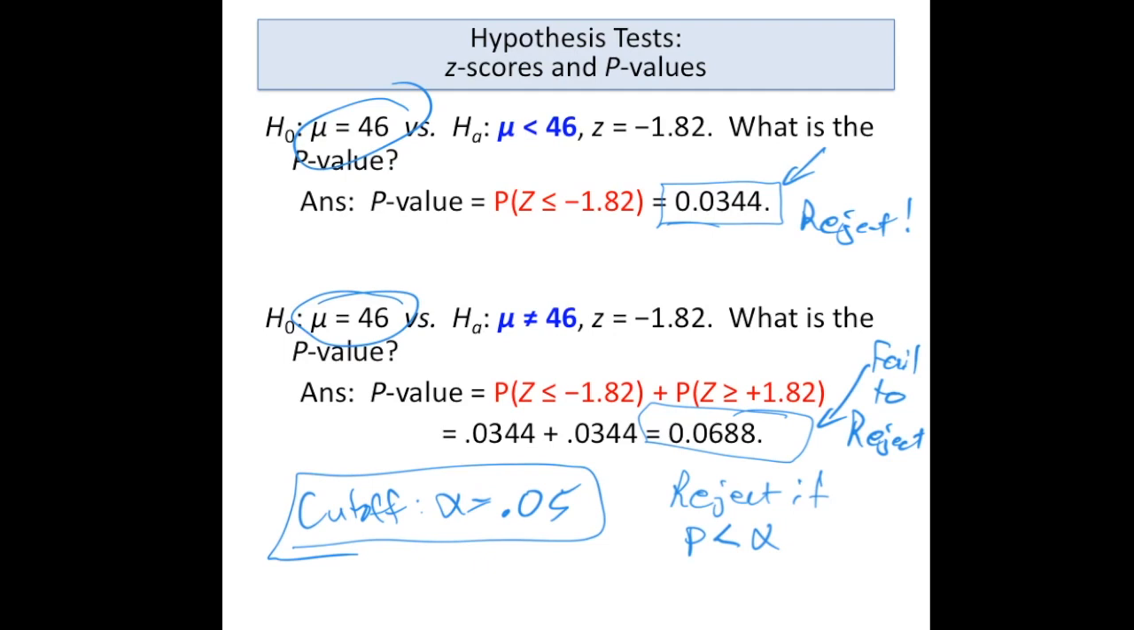I'd say it might be less, might be different, might not, but I don't have enough evidence to reject it because I don't want to make that kind of mistake more than 5% of the time. All right, the mistake I'm talking about, I don't want to reject the null hypothesis when it's true more than 5% of the time.